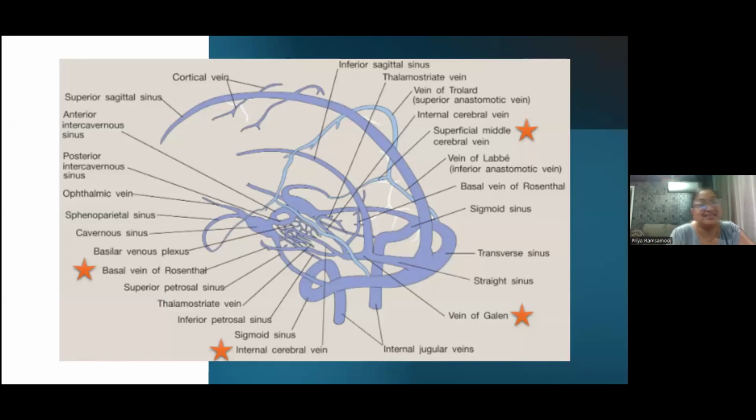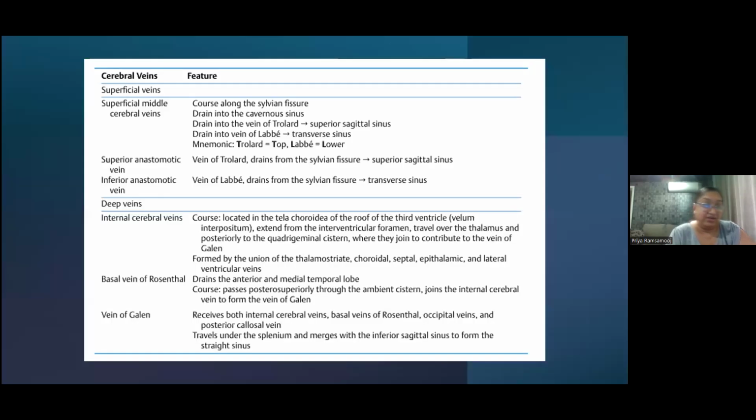Sinuses, last but by no means least. So all the important things we talked about: basal vein of Rosenthal, internal cerebral vein, superficial middle cerebral vein. Again, you see it, the sigmoid sinus, the transverse sinus, the straight sinus, vein of Galen, and eventually these are going to come down and drain into the internal jugular vein. And that's how ultimately the cerebral vessels are drained, right?